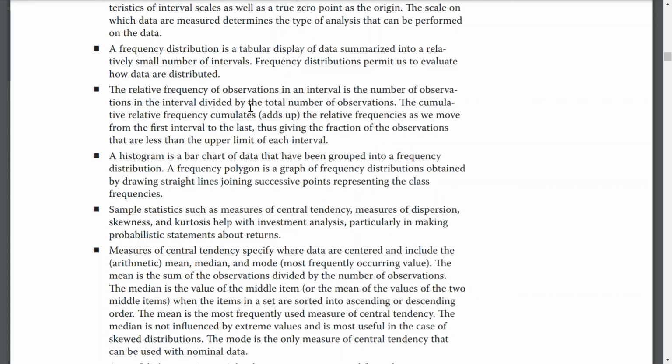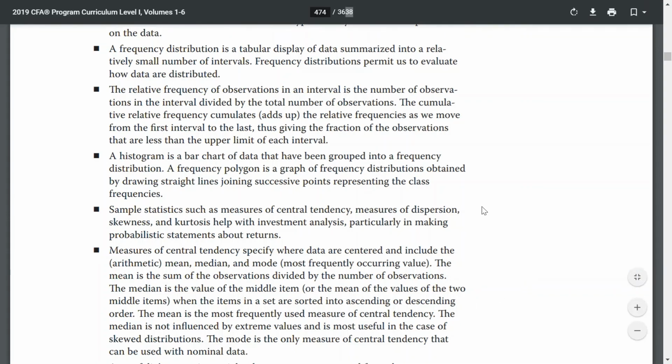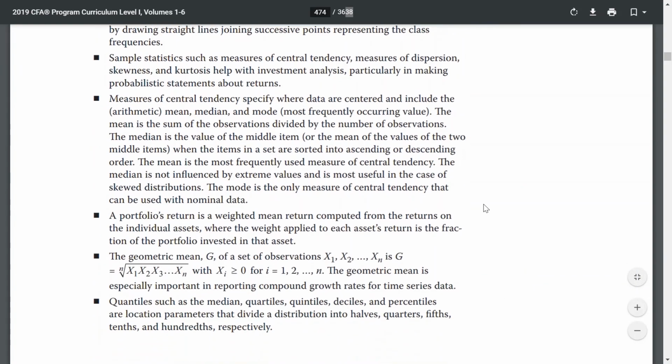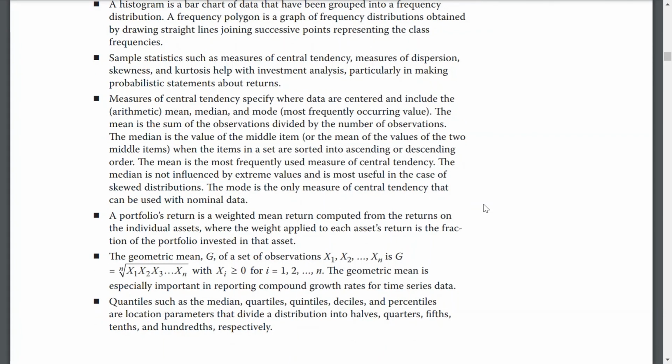Sample statistics such as measures of central tendency, measures of dispersion, skewness, and kurtosis help with investment analysis, particularly in making probabilistic statements about returns. Measures of central tendency specify where data are centered and include the arithmetic mean, median, and mode, the most frequently occurring value. The mean is the sum of the observations divided by the number of observations. The median is the value of the middle item, or the mean of the values of the two middle items.